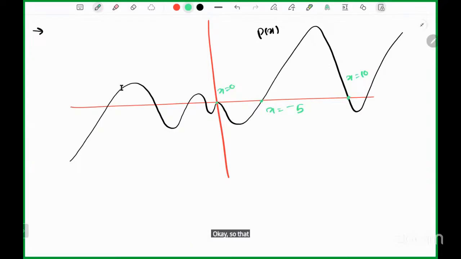How can it be minus? Sorry, how can it be minus? Correct. x equals 5 actually.